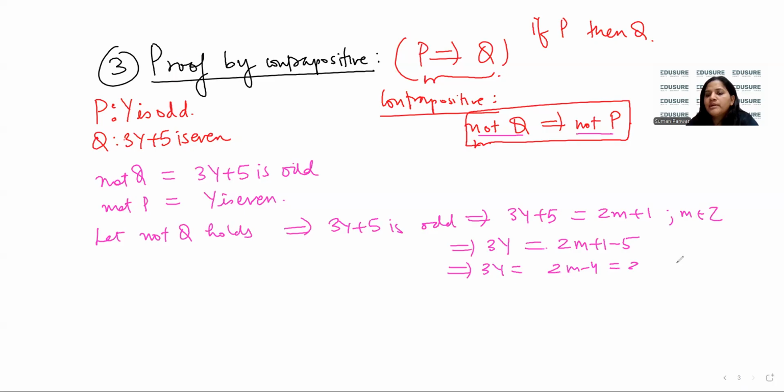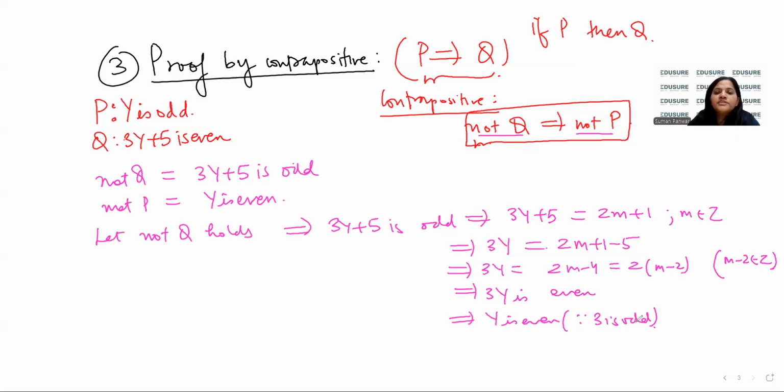So which is actually a multiple of 2 because m minus 2 will be an integer. So this implies that 3y is even, and this implies that y is even because 3 is odd. So this is known as proof by contrapositive. So rather than proving that P implies Q, it is always better to prove that not Q implies not P.